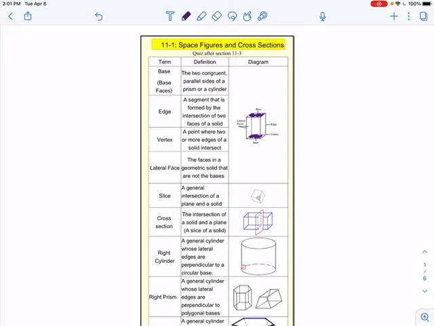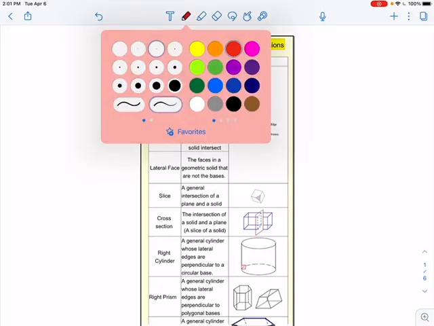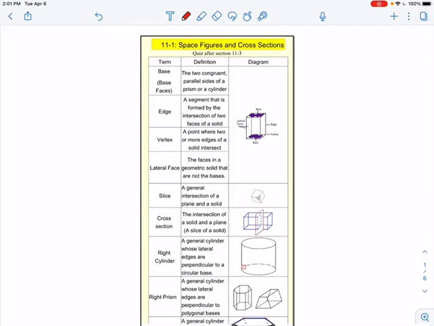Okay, the edge is the segment that is formed by the intersection of two faces of the solid. So again, there's a bunch of different edges in here. Again, I'll just highlight the one that is already pointed out in the picture. That's that edge right there. Okay, but again, there's other edges. I'll do one more. I'll do this one right here. There's another edge. So any point where two sides meet is an edge.